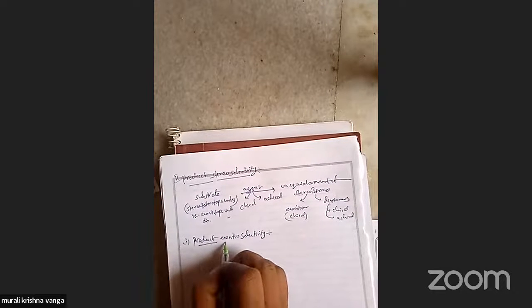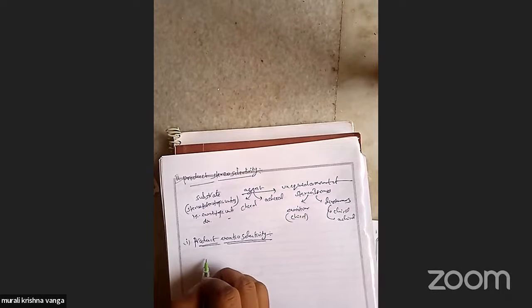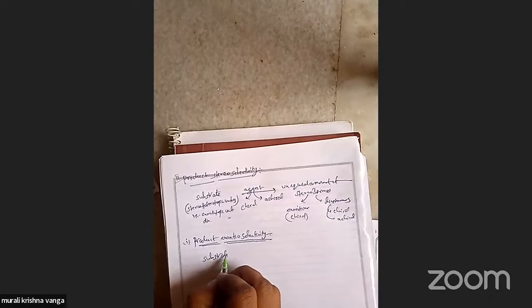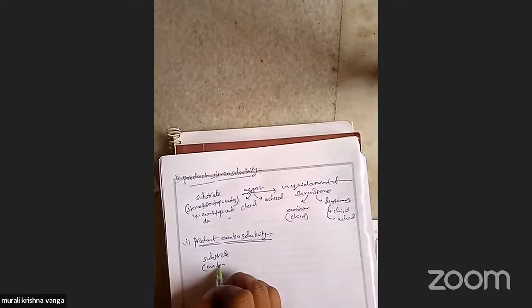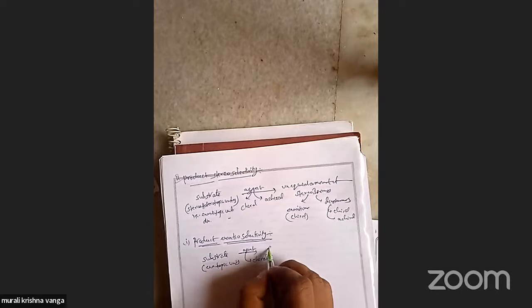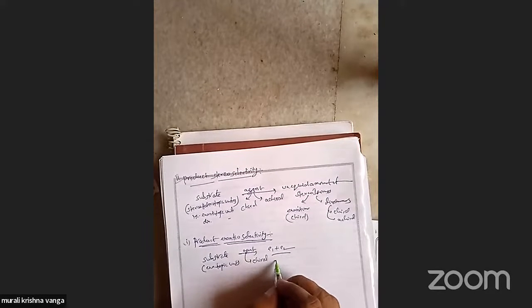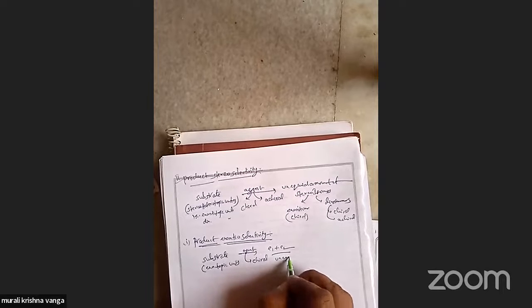Product enantioselectivity. In this product enantioselectivity, the substrate with enantiotopic units, the attacking agent must be chiral, then gives unequal amounts of enantiomers. So this is the product enantioselectivity.